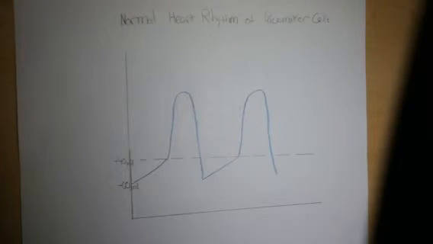Normal heart rhythm of pacemaker cells, which start at negative 60 millivolts. Sodium comes into the cell by funny currents. This is a slow depolarization until the cell reaches threshold, which is negative 40 millivolts. T-type calcium channels open when the threshold is reached. This is a fast depolarization.